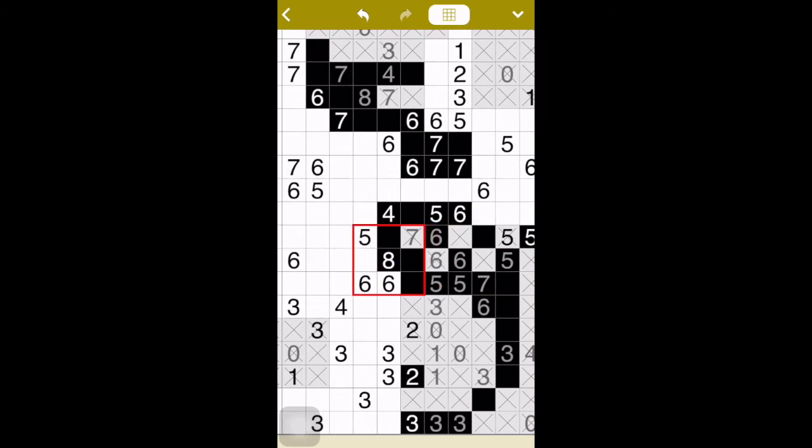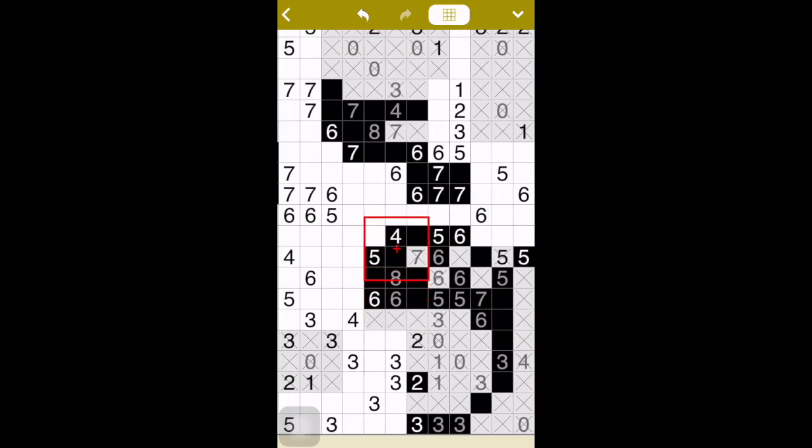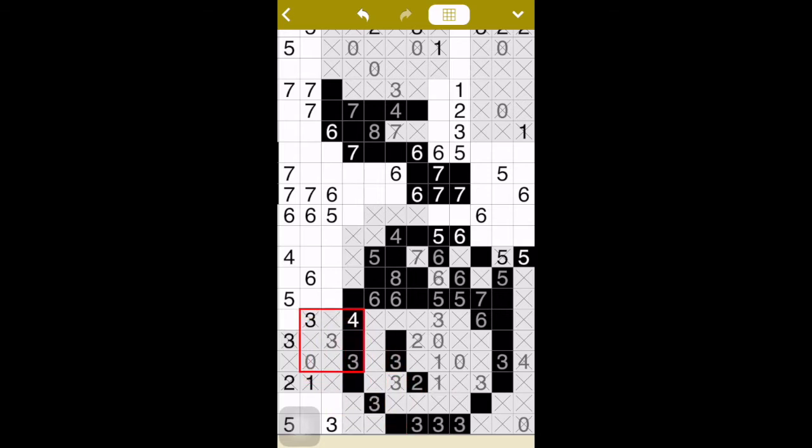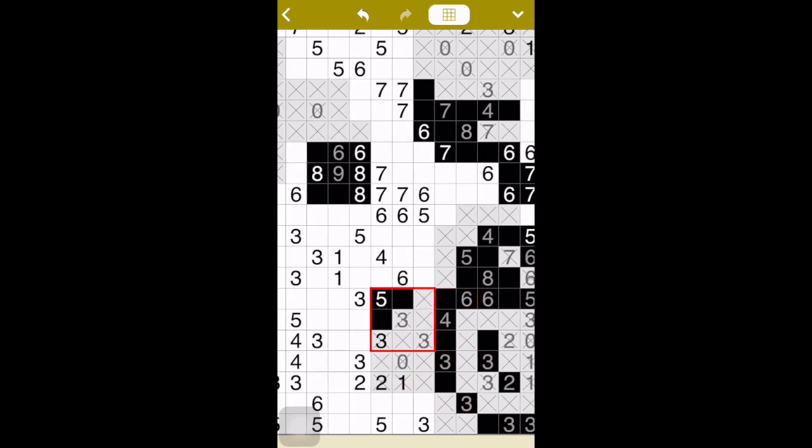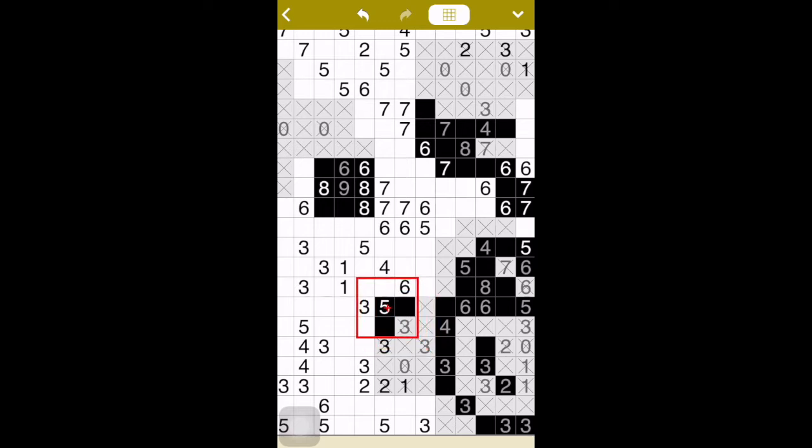Let's see what else. Okay, 8, right? 6, 4, 5, 6. I got those. I got the 2, 3, 2, 3, 3, another 3, another one. 8, 3 and the 5, right? Difference of 2. So I need to have at least two black spaces, right? And you get that. And this row becomes all gray.